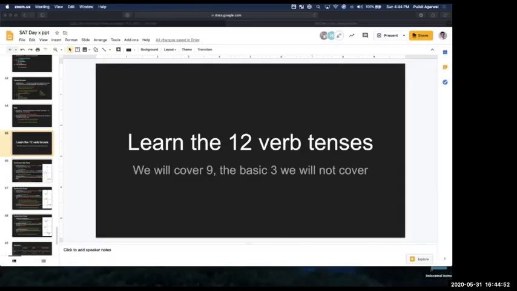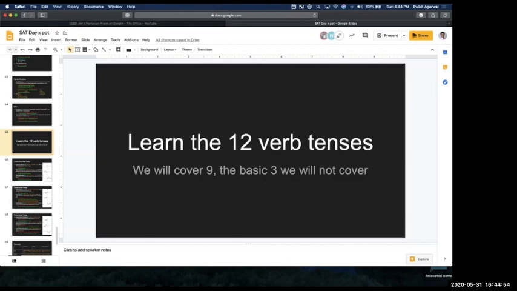Okay, let's skip to something. We have 15 minutes left. We will try and learn something new in 15 minutes. So I will share screen and we will be British for this. What do I mean by British? So there are 12 verb tenses that we're going to go over today.